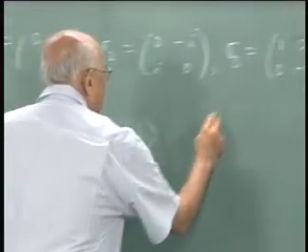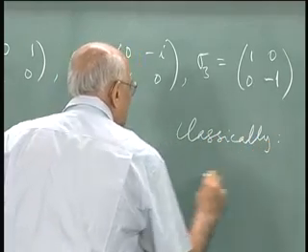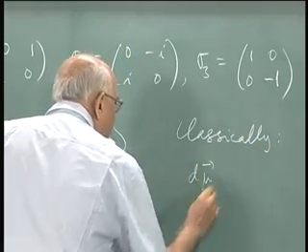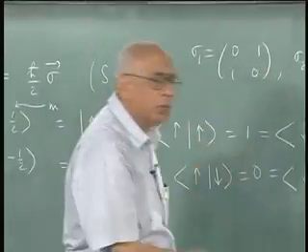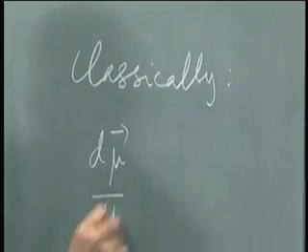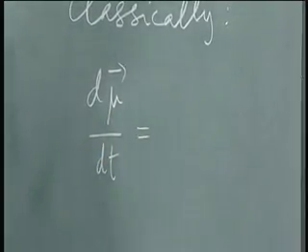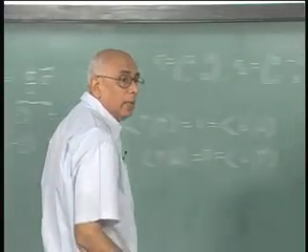So classically, this is completely classical, this mu is different from all these other mu's I have talked about. If you have a magnetic moment dipole moment mu, then d mu over dt is equal to the torque on this guy. And what is the torque? The torque is mu cross B, and there is a constant.